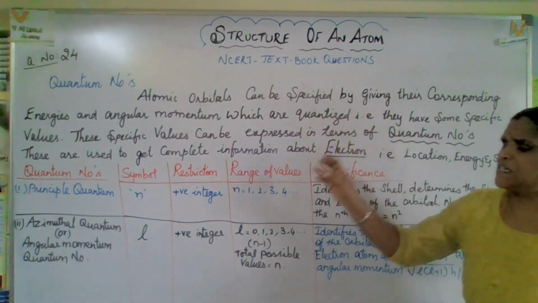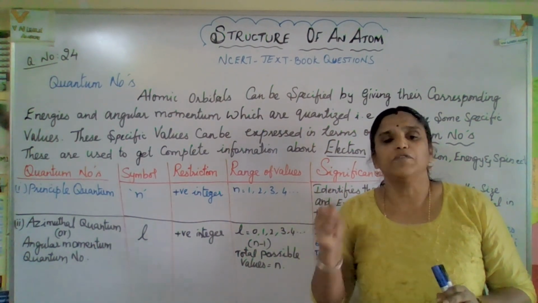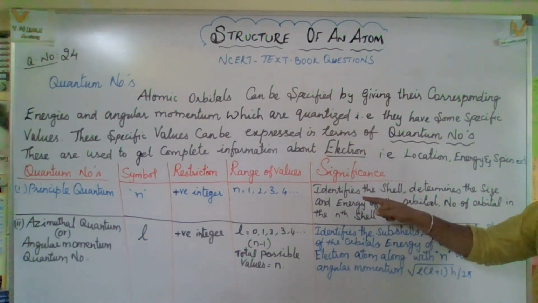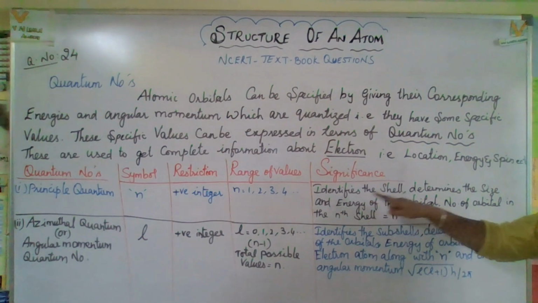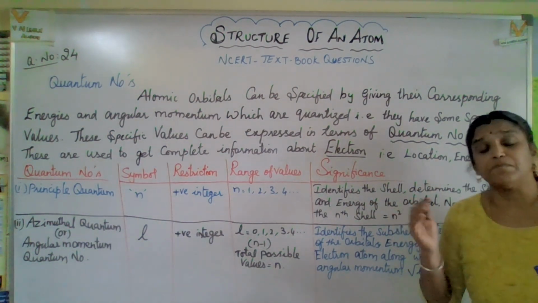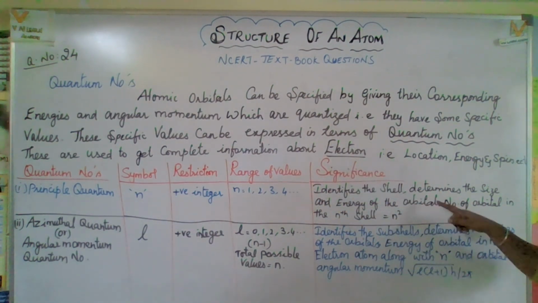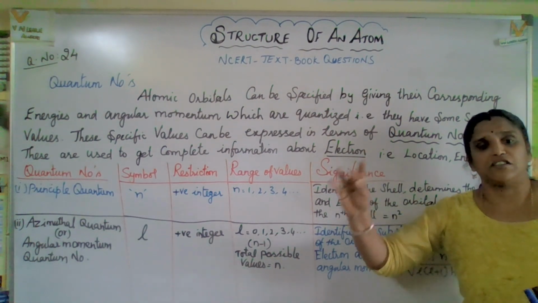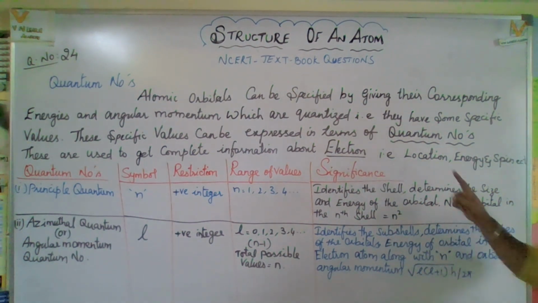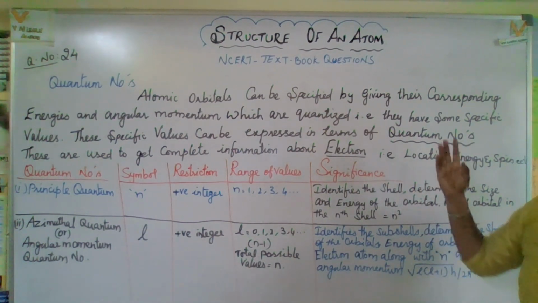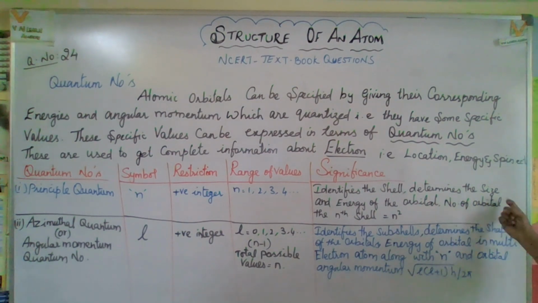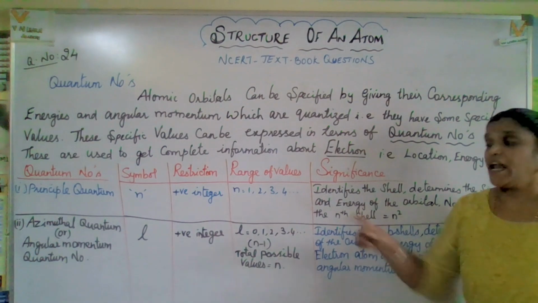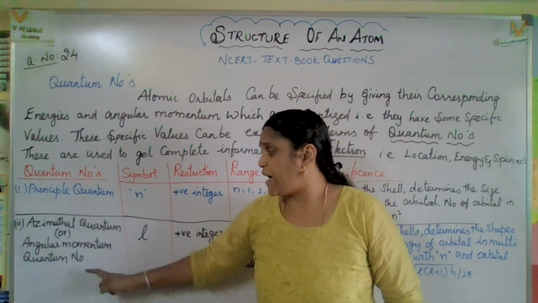Now the significance. The principal quantum number identifies the shell, that is K, L, M, N, and it determines the size and the energy of the orbitals. Whether it is the first shell, second shell, third shell or fourth shell can be identified by the principal quantum number. The number of orbitals in the nth shell is equal to n square.